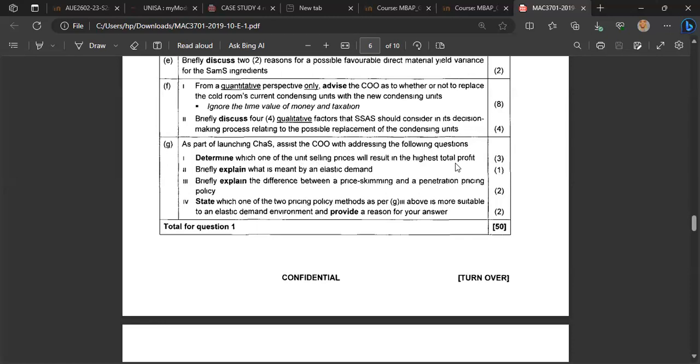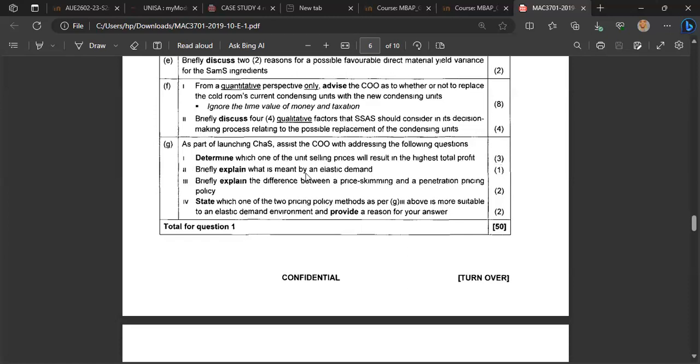But at the end of the day, remember that you are dealing with total profit. So you want to show and compare total profits there. I assume there are going to be different unit selling prices, and if they change, the unit costs are not necessarily going to change. So if the unit selling costs change, then you want to make the respective adjustments. But looking at the mark allocation, the 3 marks, there isn't much to do there.